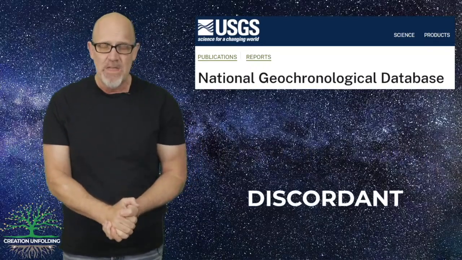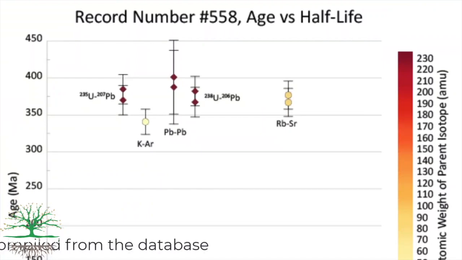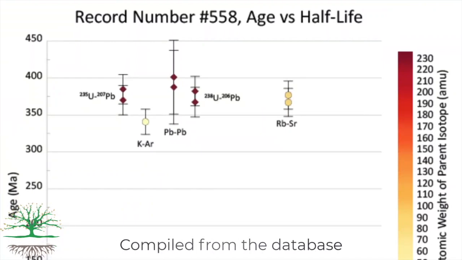These researchers mined the National Geochronological Database looking for how often these radioisotope ages agreed with themselves. Now, if they agreed, we say that the dates are concordant. If they disagreed, we say the dates are discordant. So, for example, here is one of the records from the National Geochronological Database.